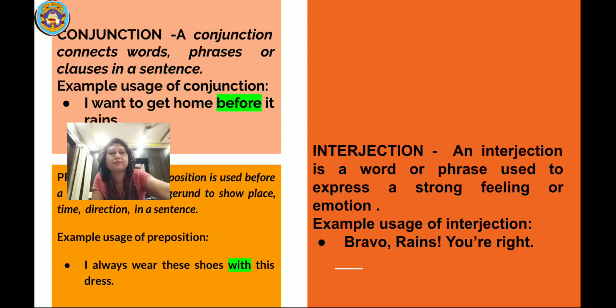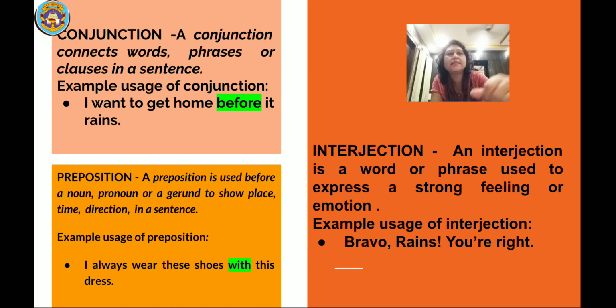Alright. So next we have conjunction. A conjunction connects words, phrases or clauses in a sentence. So a conjunction is what? It is a word which connects words, phrases or clauses in a particular sentence. Example, you can see, I want to get home before it rains. So the word before is connecting one sentence with another. Okay, so the word before is known as a conjunction.